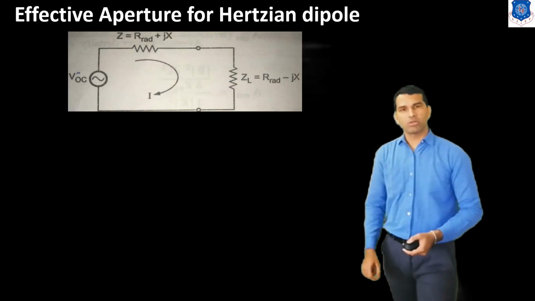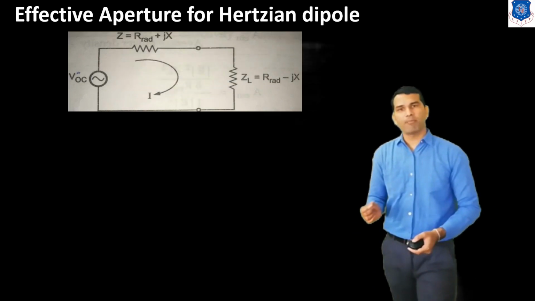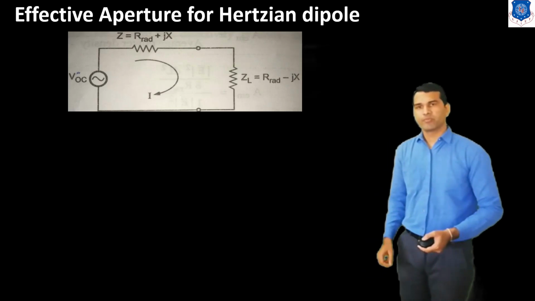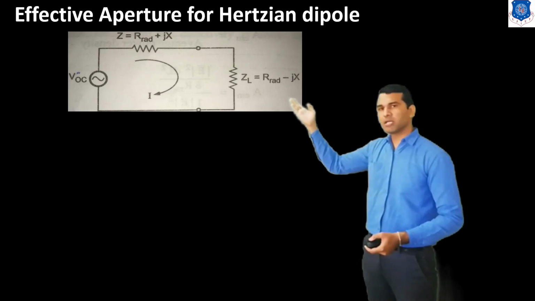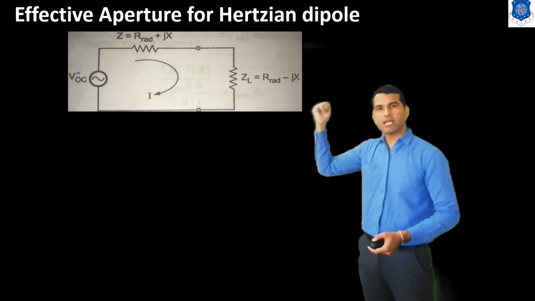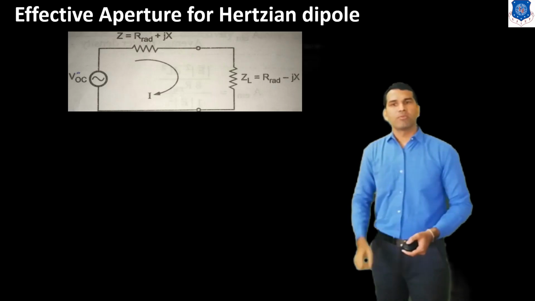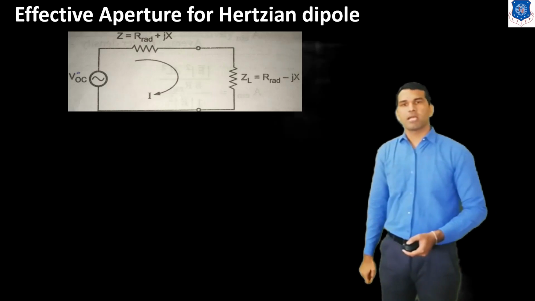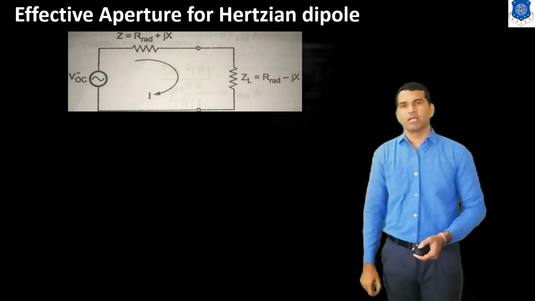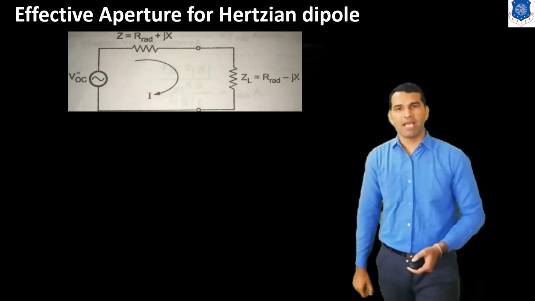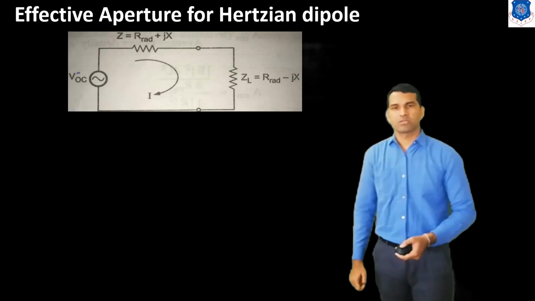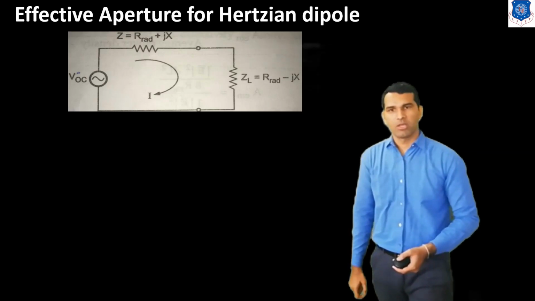Now the next topic we discuss is the effective aperture for a Hertzian dipole. Here, this is the open circuit figure we have considered. VOC indicates the open circuit voltage and Z is the impedance, which we can write in the form R radiate plus jX. ZL is the load impedance, so we can write ZL is equal to R radiate minus jX.